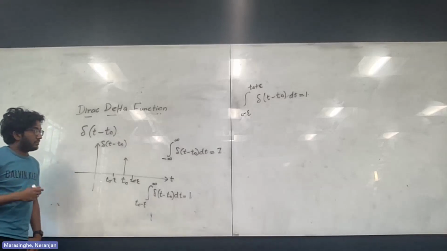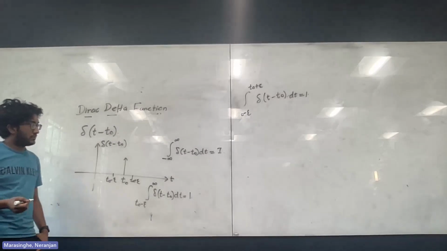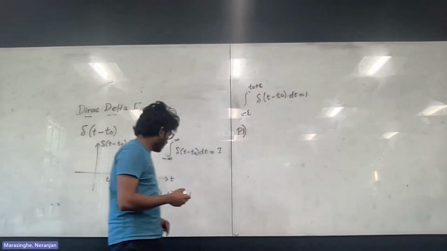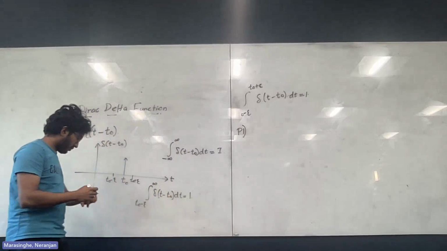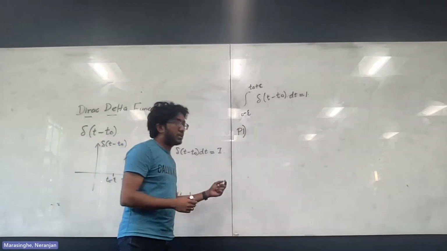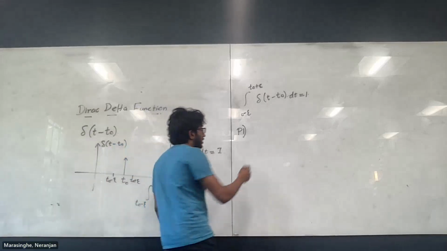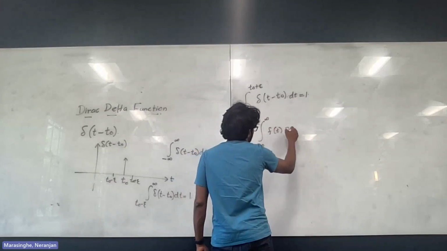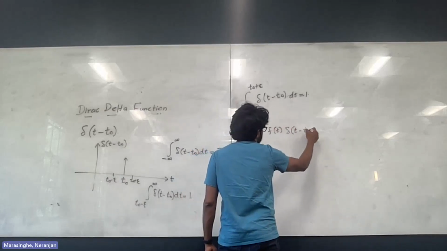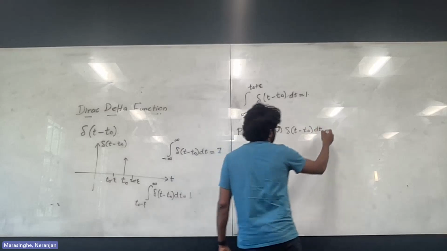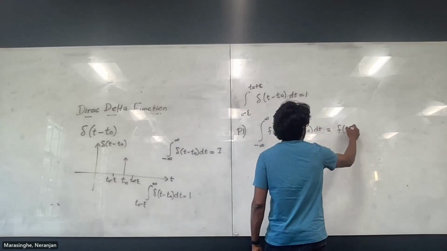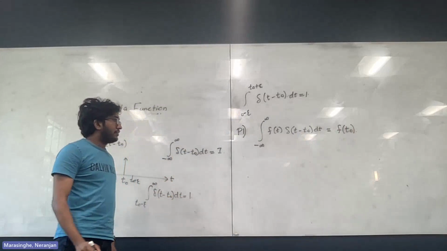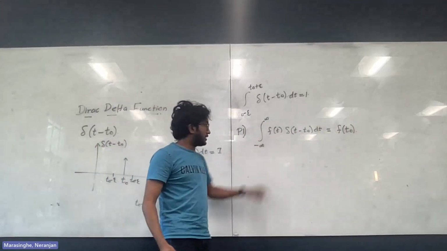Right. Next, we discussed several properties of the delta function. What was property number 1? Suppose you have some function f(t), right? If you integrate some function from minus infinity to infinity, f(t) delta(t minus t naught) dt, this is going to be equal to f(t naught). Okay, that means you can find the function value at t naught. Okay, so this is the idea.